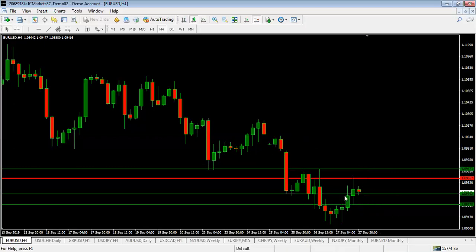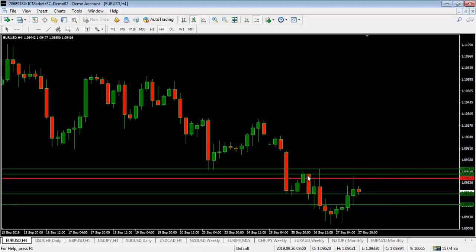I used the resistance and support level. Then at this level, this is what I'm supposed to use to enter the market, which is the pivot level, waiting for the market to break this pivot level here. You can see this place was a resistance level.